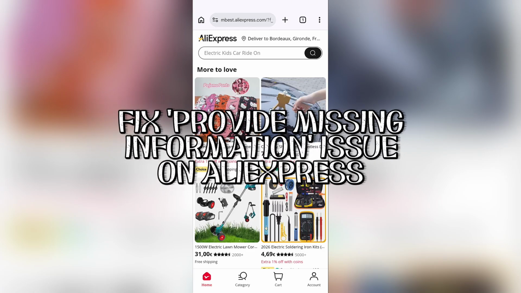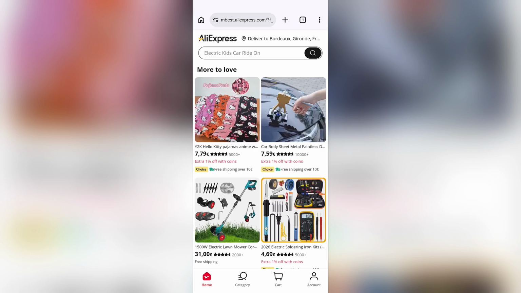How to fix the "please provide the missing information first" problem on Aliexpress. Now, if you are facing this issue in Aliexpress, you have two different reasons.